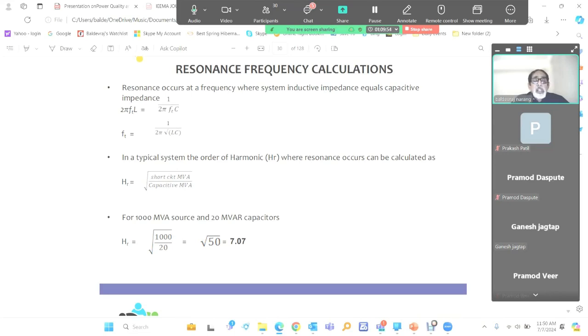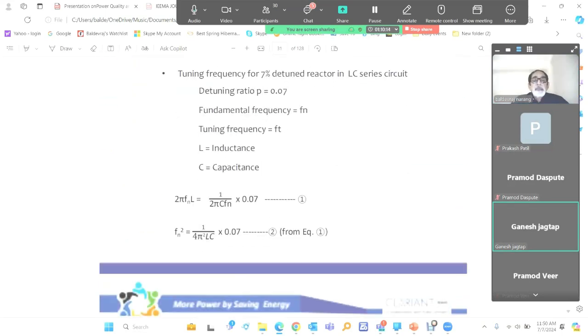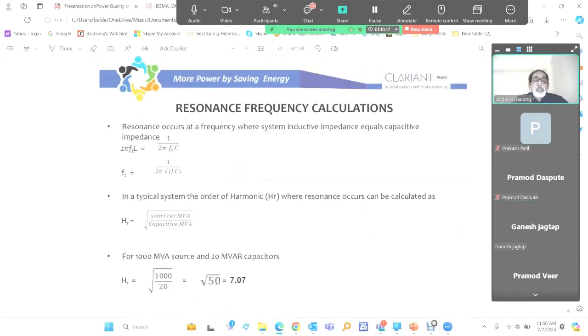Suppose we have the short circuit MVA of the system, and some MVAR of capacitors connected. If we divide these two and take the square root, it will show where the resonance is taking place. Suppose we have a 1000 MVA short circuit level and 20 MVAR capacitors are connected, then the resonance will take place at the 7th harmonic. So without doing any harmonic mitigation measures, because that may take time, we can simply either add some capacitors or take out some capacitors so that this resonance is shifted.